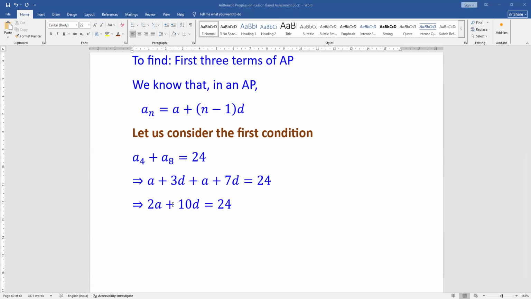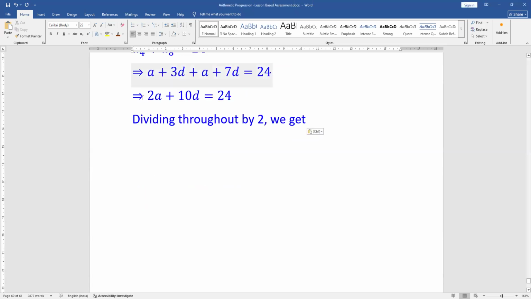Next, I am going to divide throughout by 2. Okay, so dividing throughout by 2, the 2a becomes a and 10d becomes 5d, because 2 fives are 10, so a plus 5d equal to 24 divided by 2, which is 12, right? So you can call it equation 1.